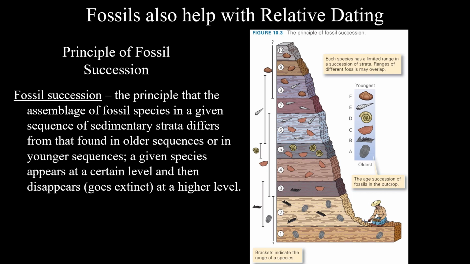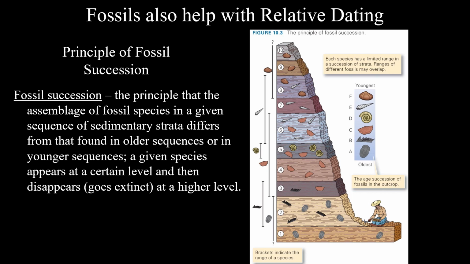For example, if you find a certain shell or trilobite fossil, trilobites existed something on the order of 150 to 300 or so million years ago. If you find these trilobite fossils, well, your rocks were laid down at some point between those two time periods. And this is known as the principle of fossil succession.